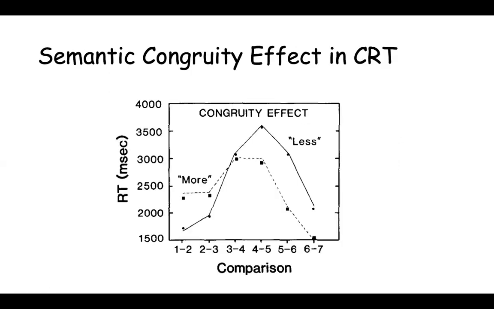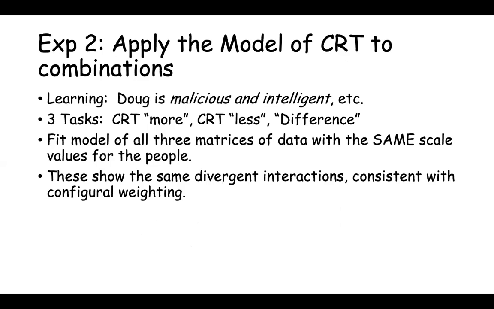And it also describes the semantic congruity effect, which is that if 2 things are both likable, it's faster to say which is more likable. Of course, things in the middle are always slower than at the ends. And if you ask which is less likable, between 2 things at the low end, things differing by 1 step, it's faster to say which is less likable. That's the semantic congruity effect. And again, the points are the data and the lines are the predictions.